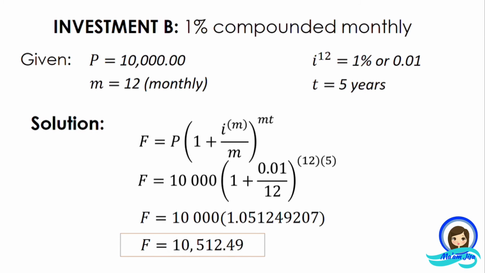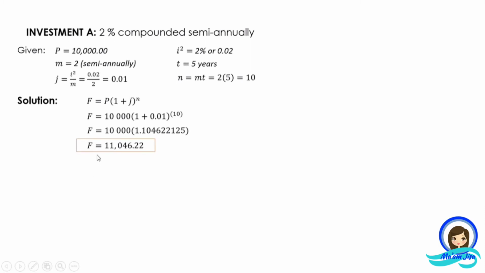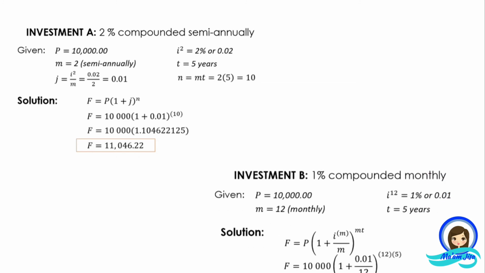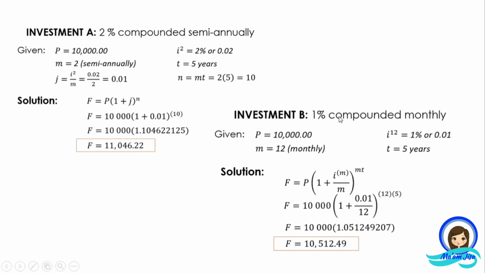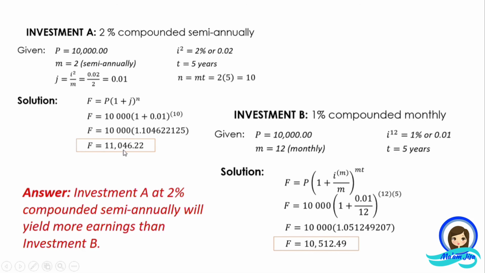Multiplying it by 10,000, we have the future value, which is equivalent to 10,512.49. Now let's take a look which investment scheme would give you more earnings. For investment A, we have the future value or the maturity value of 11,046.22. While for investment B, at 1% compounded monthly, you will just yield 10,512.49. Now that we have solved both investments, investment A at 2% compounded semi-annually will yield more earnings than investment B. Therefore, it's better to choose this investment scheme than the second one.